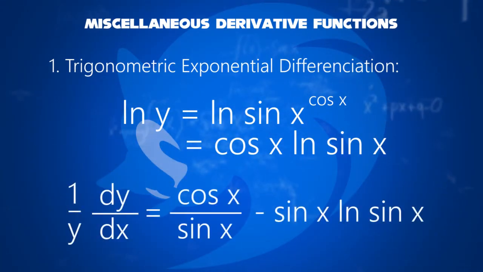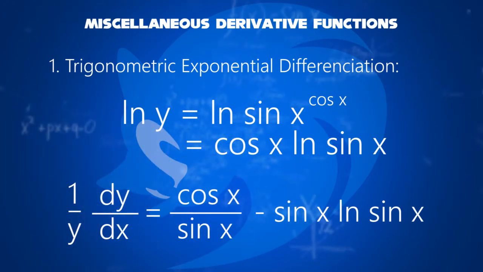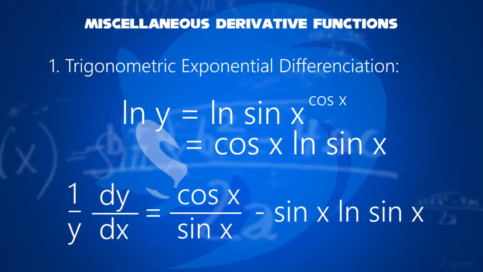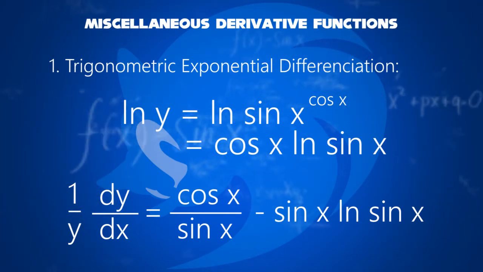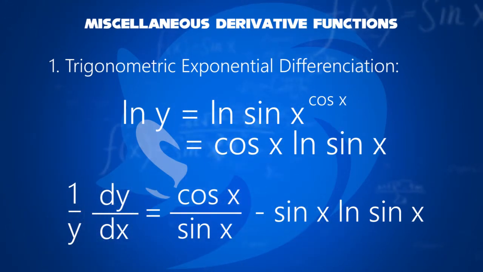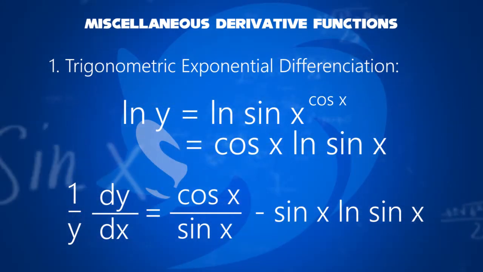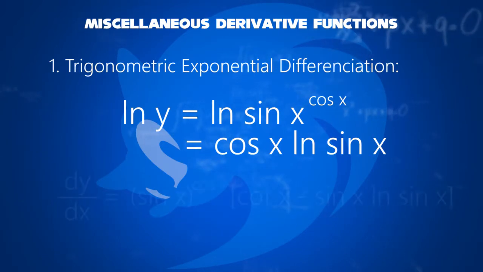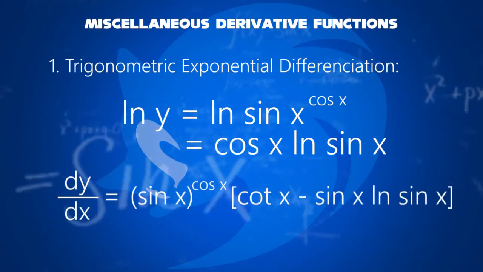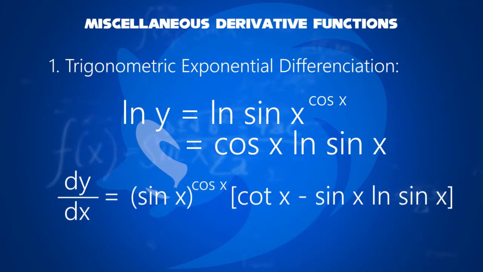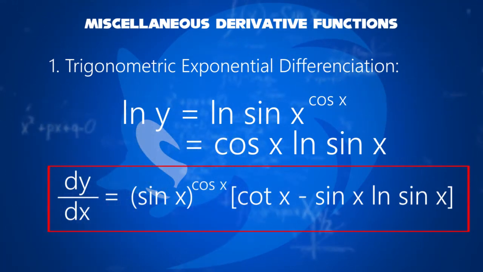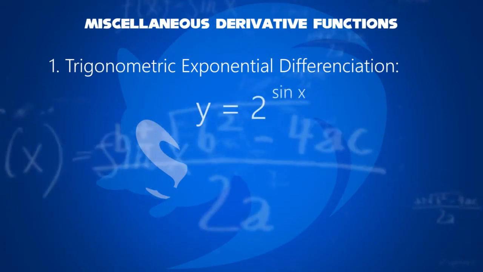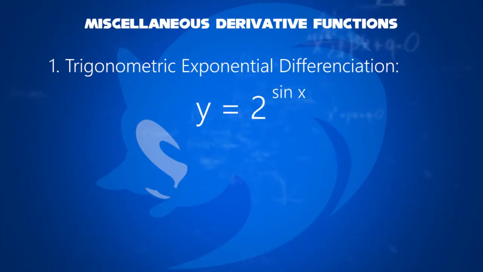Then differentiating with respect to x, we get 1 by y times dy over dx equals cosine x over sine x, minus sine x times natural log sine x. You know, cosine over sine is cotangent of x. To find the value of dy over dx, take y to the right hand side by multiplying. Then write the value of y, which is now stated as follows. dy over dx equals sine x to the cosine x exponent, times cotangent x minus sine x times natural log sine x.